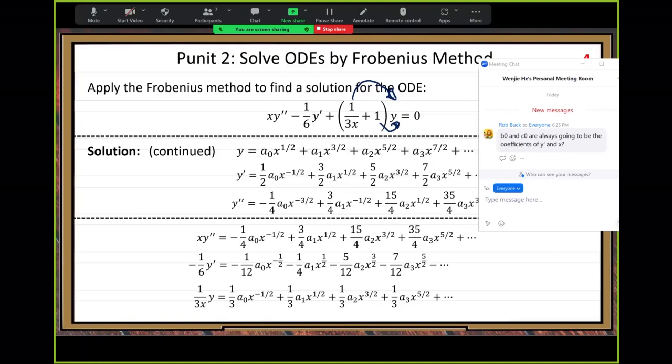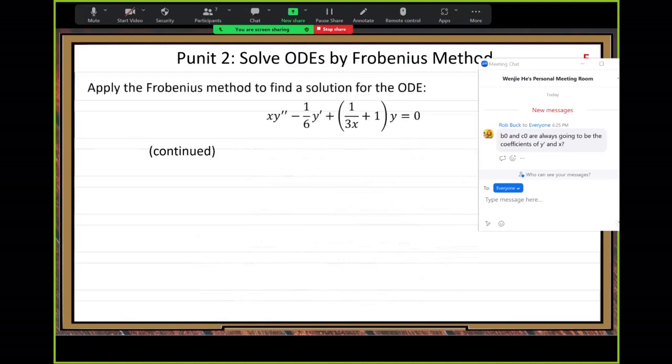Then I move to the next slide, but I still copy three, four rows to the next slide. So you still have them in the next slide.